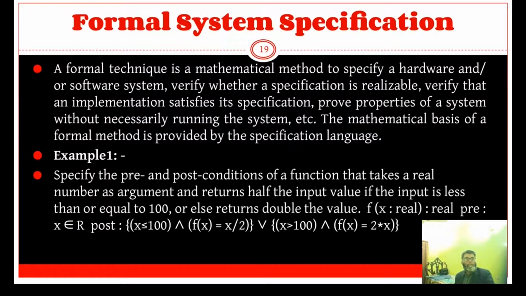Formal system specification. A formal technique is a mathematical method to specify a hardware or software system. It can verify whether a specification is realizable, verify that an implementation satisfies the specification, and prove properties of a system without necessarily running the system, etc. The mathematical basis of the formal methods is provided by the specification language. Or in other words, a formal software specification is a specification expressed in a language whose vocabulary, syntax, and semantics are formally defined.